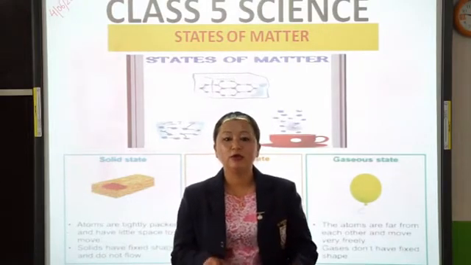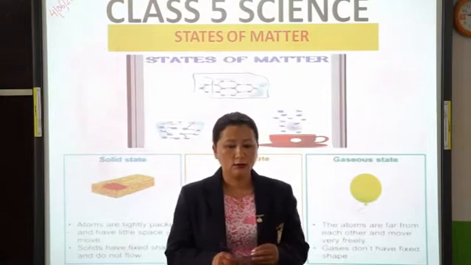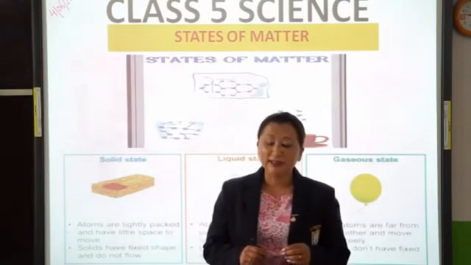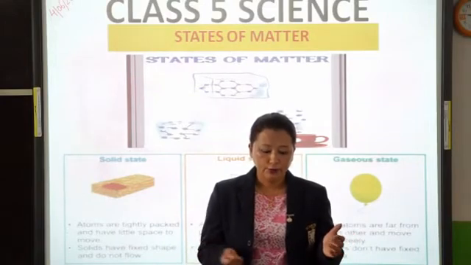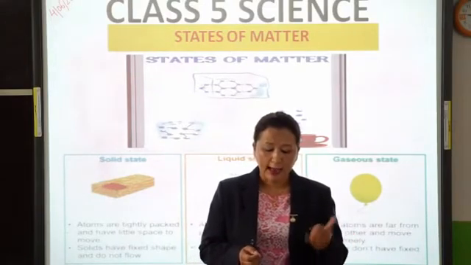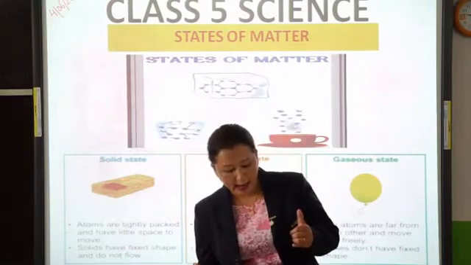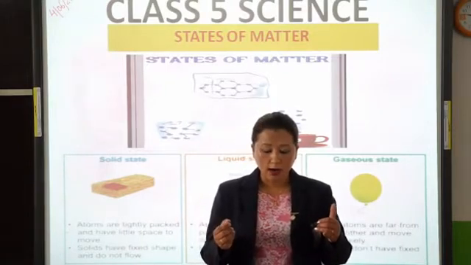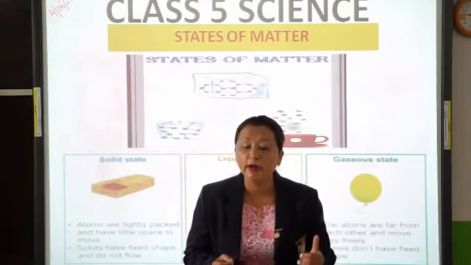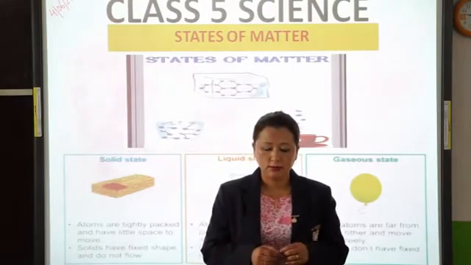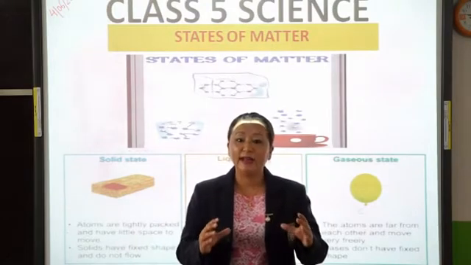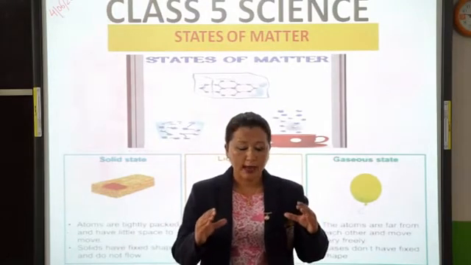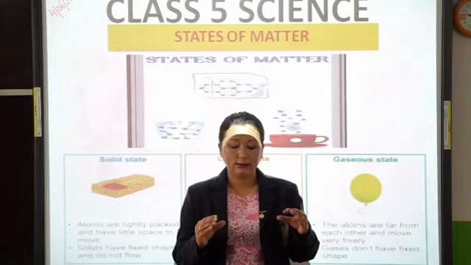Now let's see solids. Solids are easy to recognize. Rocks, apples, pencils, or plants, all are examples of solid objects. A solid object has definite shape and size.